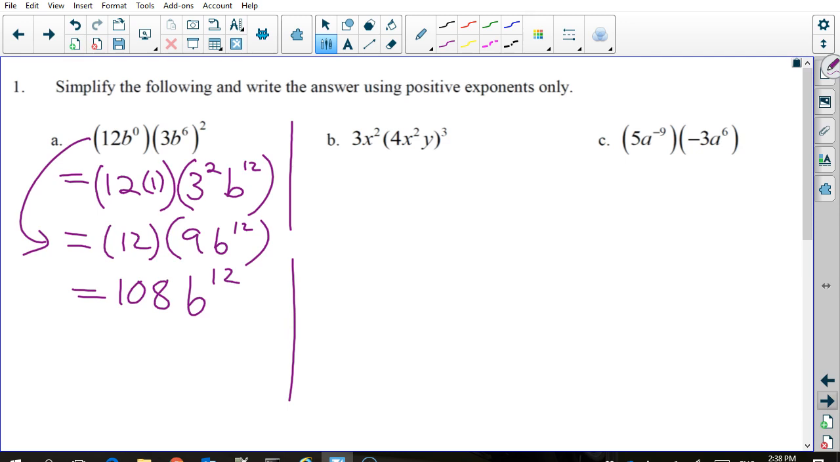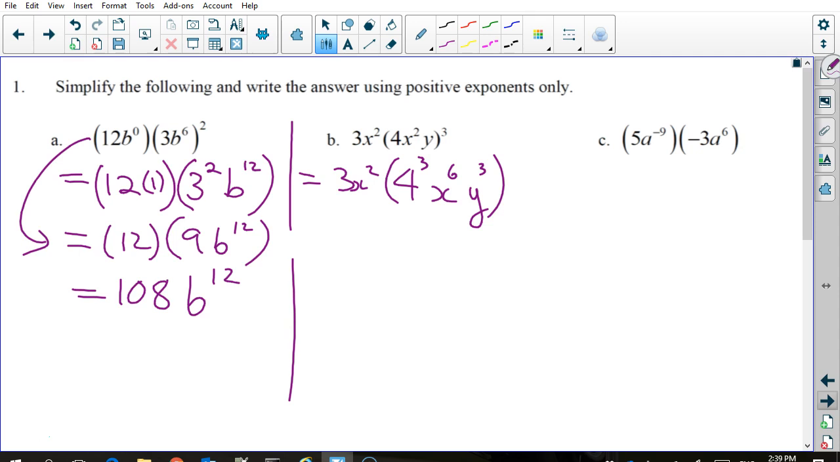Okay, 3x squared times 4x squared y, and that's cubed. What should we do first? We should cube the 4x squared y, right? So equals, so we're just going to write 3x squared. I'm going to put down a set of brackets in which we will now do the cubing. So what happens to the 4? So 4 cubed. What happens to the x squared? Okay, x to the 6th. What happens to the y? Y cubed. Okay.